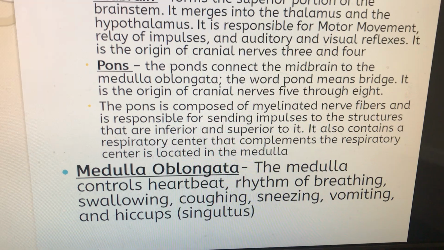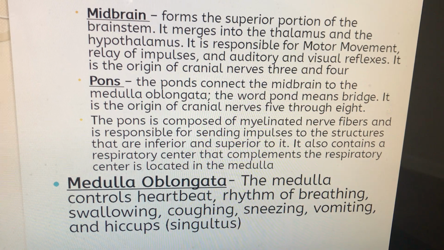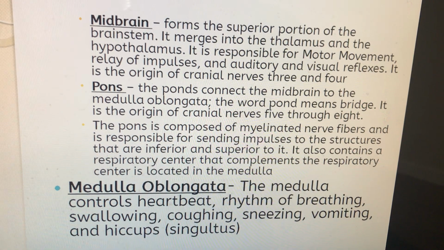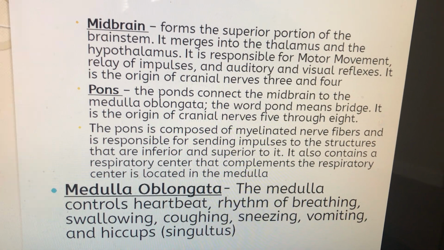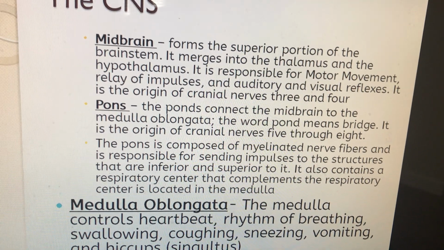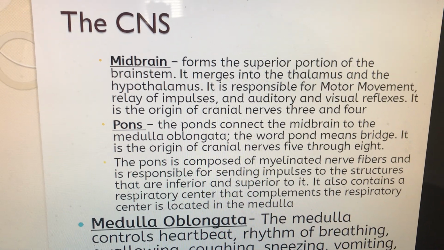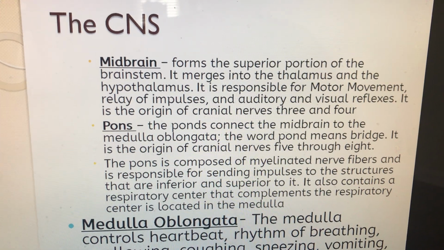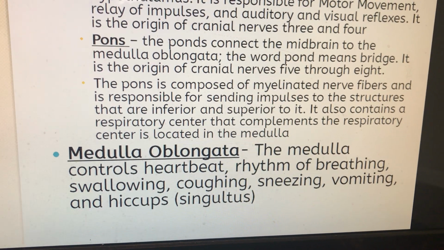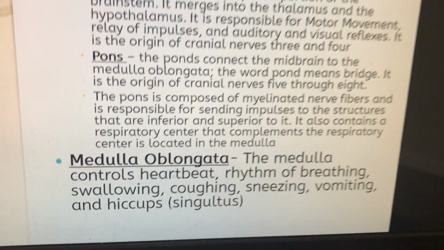Then you have the pons. The pons connects the midbrain to the medulla oblongata. The word pons means bridge. It is the origin of cranial nerves 5 through 8. And the pons is composed of myelinated nerve fibers and is responsible for sending impulses to the structures that are inferior and superior to it, so above and below it. It also contains a respiratory center that complements the respiratory center located in the medulla. So your medulla oblongata controls the heartbeat, rhythm of breathing, swallowing, coughing, sneezing, vomiting, and hiccups.